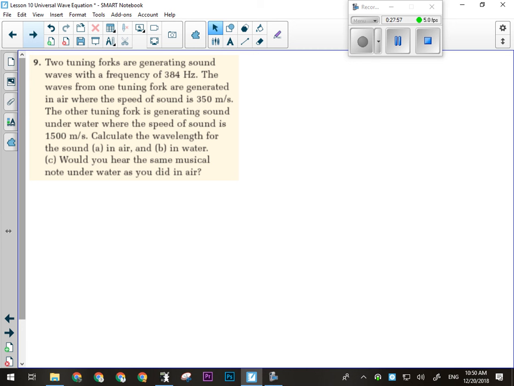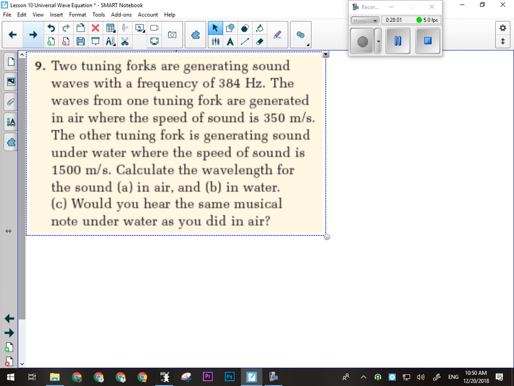Okay, try that one. I'm going to make it bigger so you can read it. I want you to try that one. All right, let's have a look at this one. Two tuning forks are generating sound with a frequency of 384 hertz.